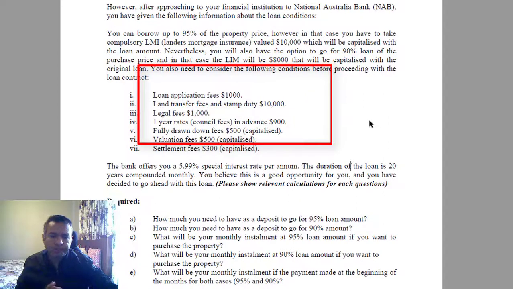1. Loan application fees will be $1,000. Land transfer fees and stamp duty $10,000. Legal fees $1,000. One year rates, council fees in advance $900. Fully drawn down fees $500, which will be capitalized. Valuation fee $500, capitalized. And the last is settlement fee $300, capitalized.